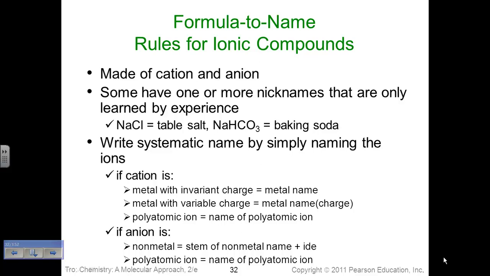Group 2A, let me list those for you. Beryllium, magnesium, calcium, strontium, barium, radium. All of those in the second column in group 2A are always a +2 charge. They have an invariant charge, which simply means it's always the same. Aluminum. Aluminum is a metal in group 3A. It is always a +3.